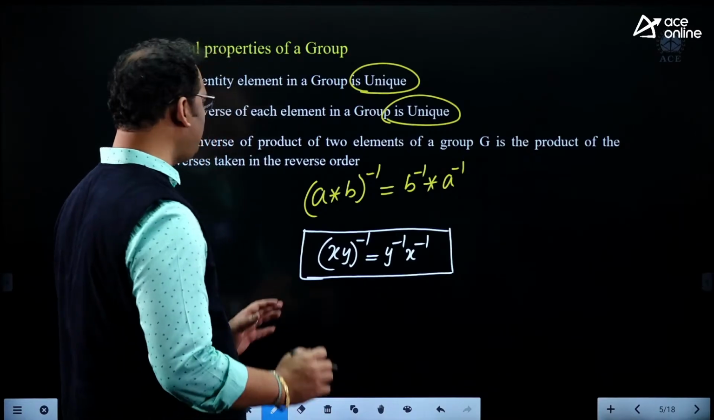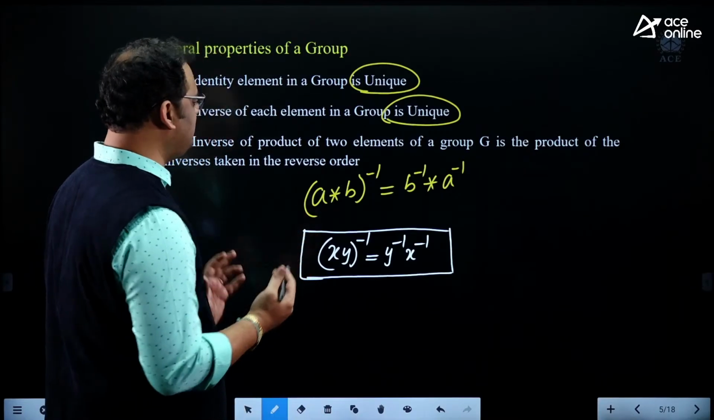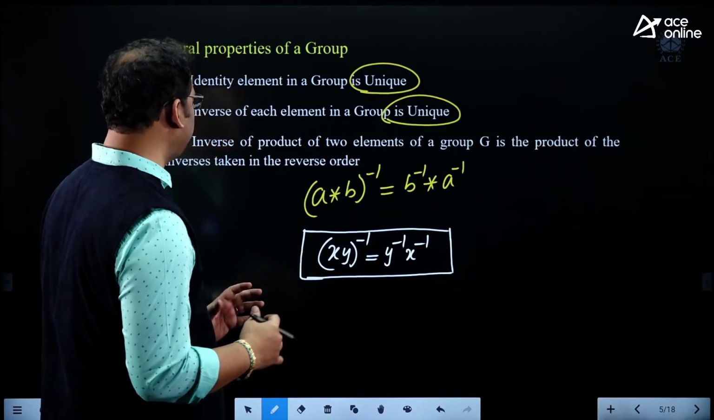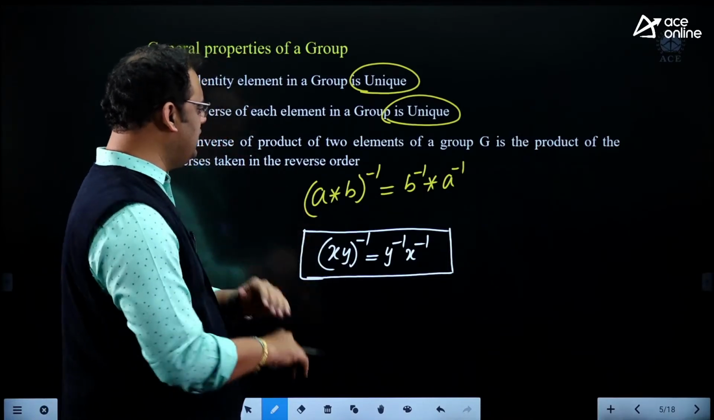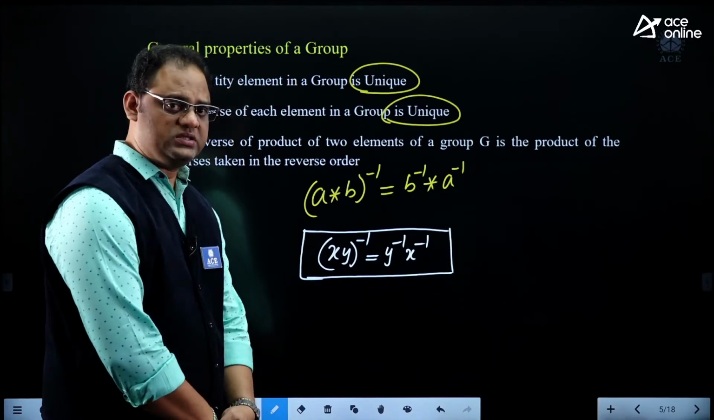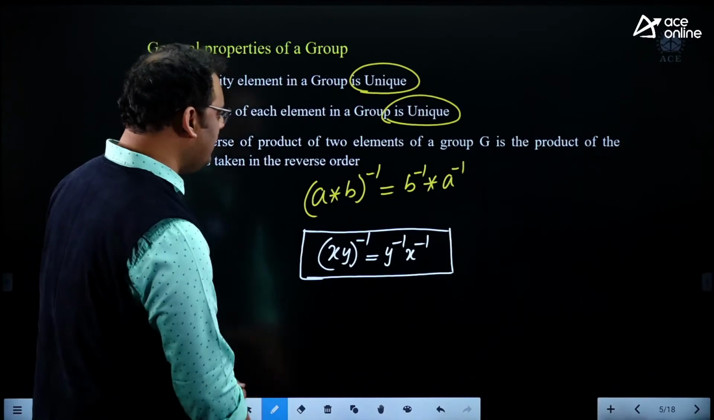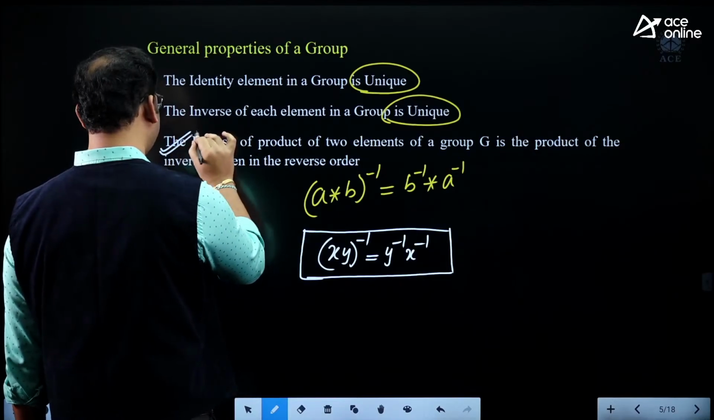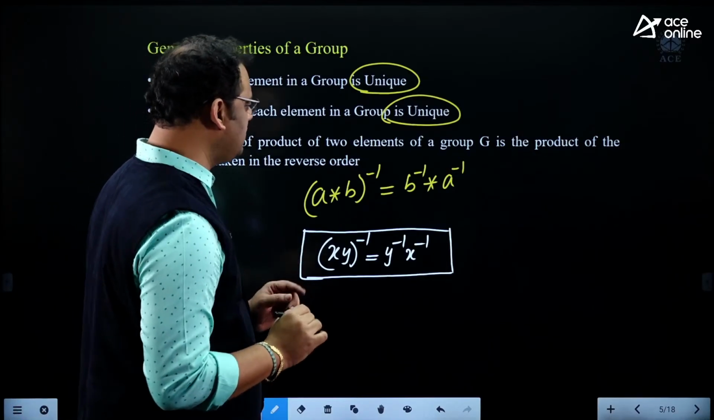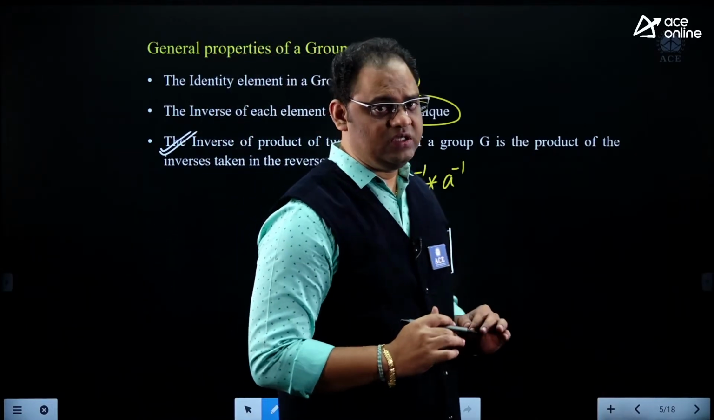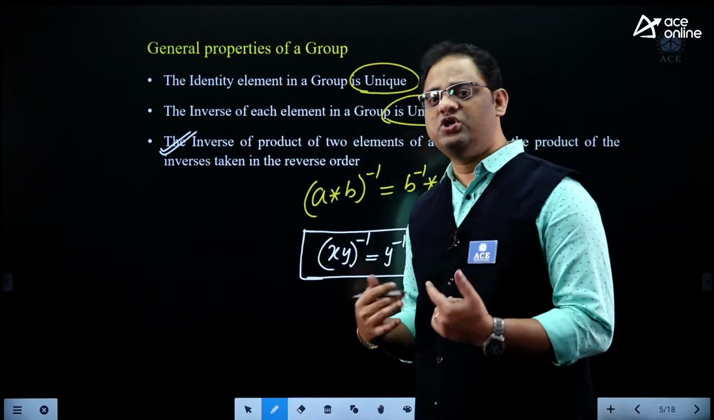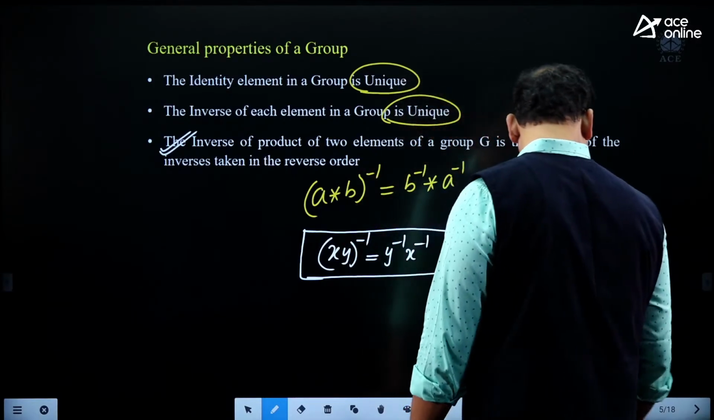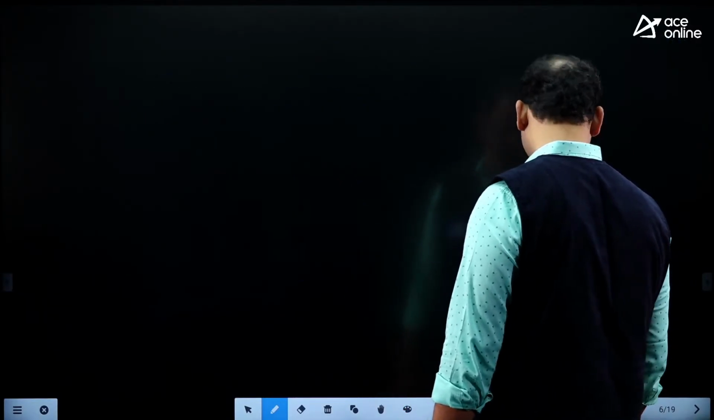Okay, these are the statements we have. Before analyzing these statements, I want to prove these theorems. Let us go to the proof. I want to take the important one: the inverse of the product of two elements of a group is the product of their inverses taken in reverse order. Let us understand this one and take the proof.